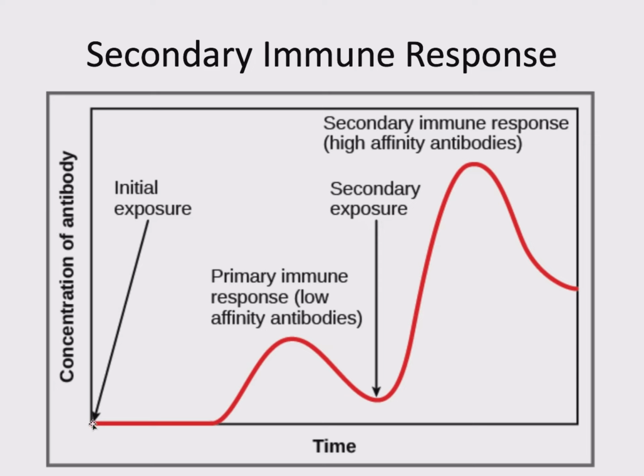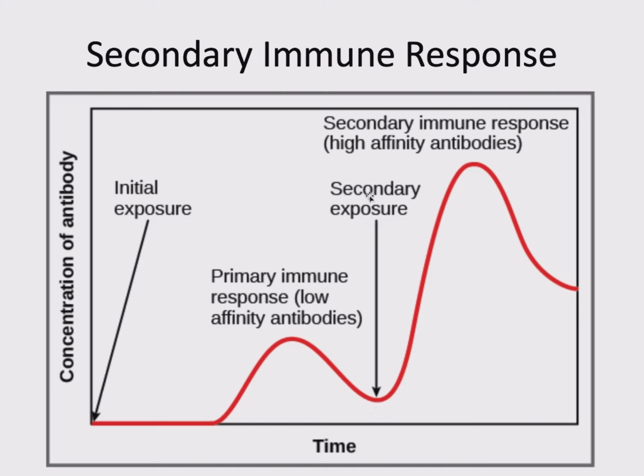You're exposed to some pathogen. There's a lag time. Again, the innate immune system is fast. The adaptive immune system takes a while to get going. You have your primary immune response. You have a certain number of antibodies. They have a certain affinity. The infection is gone. You survived. Hooray! And you have some memory cells.